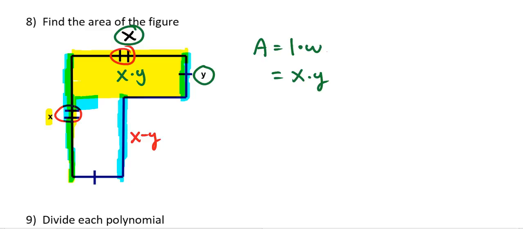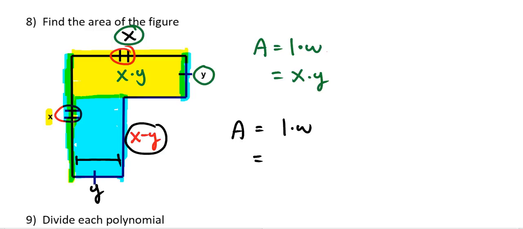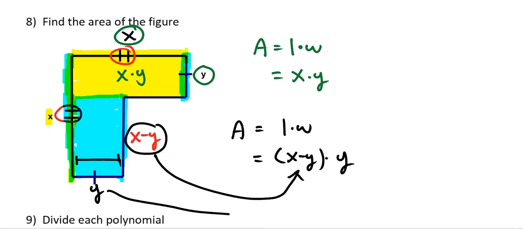And then I need to find the area of this blue region. And this blue region isn't too bad, because this is also a rectangle, so length times width. This is your length, and your width is going to be this distance here, which will be y, right? So that area is going to be length times width again, which is going to be x minus y, which is that guy right there, times the width, which would be y, which is this guy right there. Okay, so these are my two area expressions, and now I need to add them together.